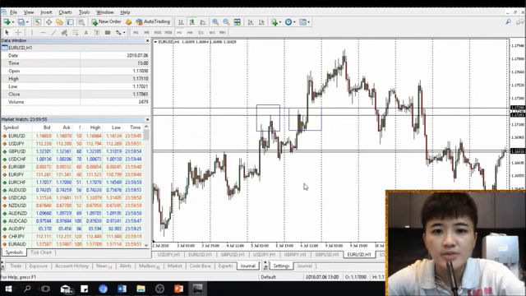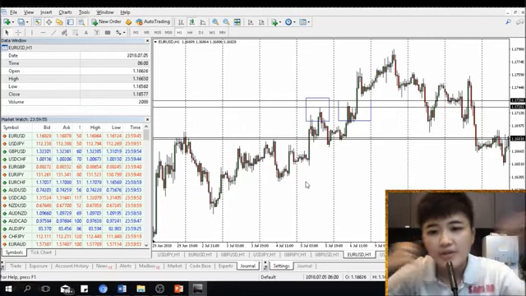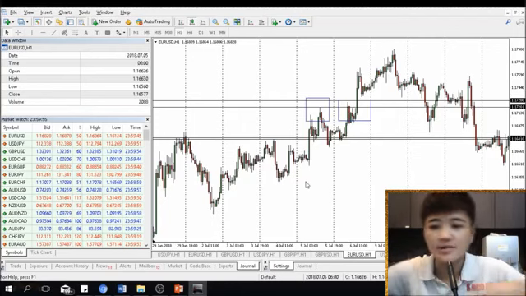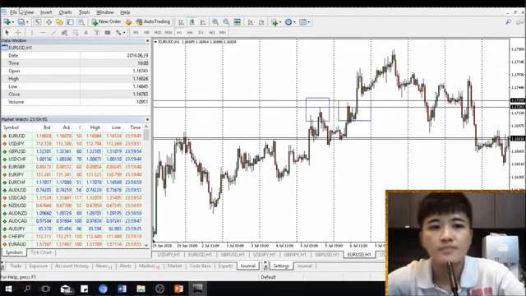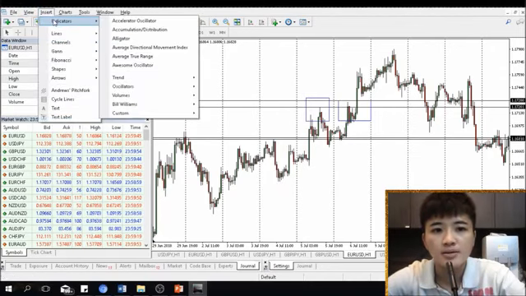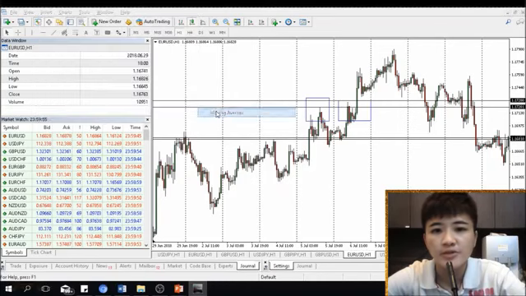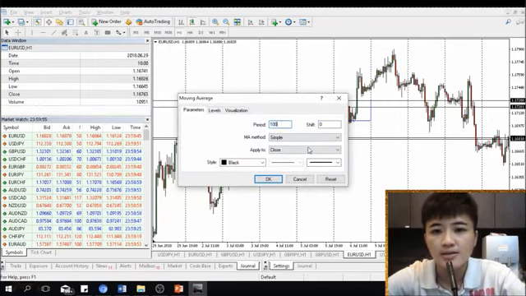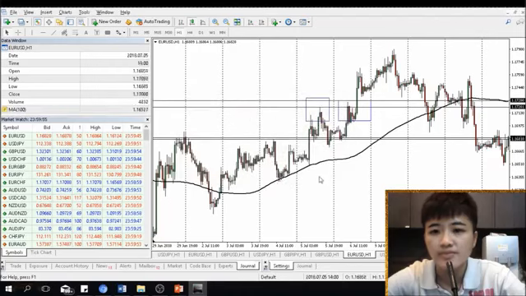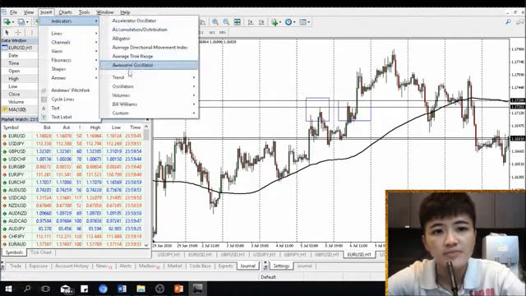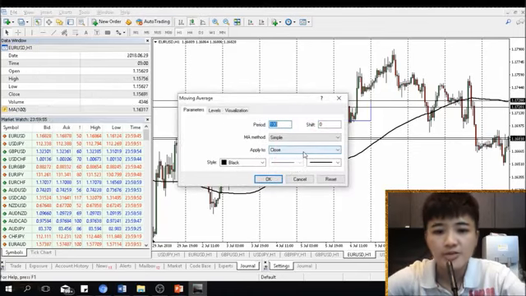Okay, so let me just pull up this chart right here. Now, in order for you to insert this moving average, for example, if you want to put in a moving average of 100, go to insert, indicators, trend, moving average, then key in 100, shift 0, MA method simple, apply to close, style any color you want, then press OK. Then you see this black line over here. Okay, so you want to insert your 50 moving average, same thing.